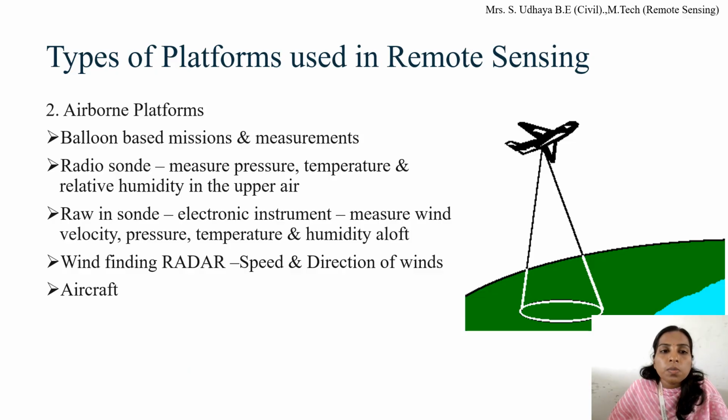The most common among those are radiosonde and rawinsonde. Radiosondes are used to measure pressure, temperature, and relative humidity in the upper air. And rawinsonde, an electronic instrument, measures wind velocity, pressure, temperature, and humidity. Some wind finding radar is used for measuring speed and direction of winds.